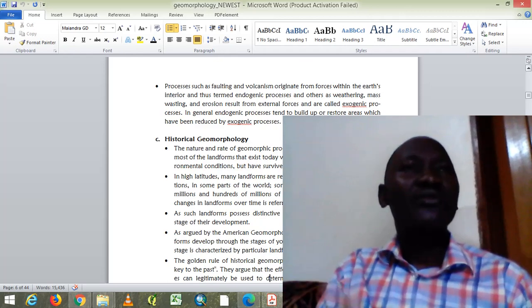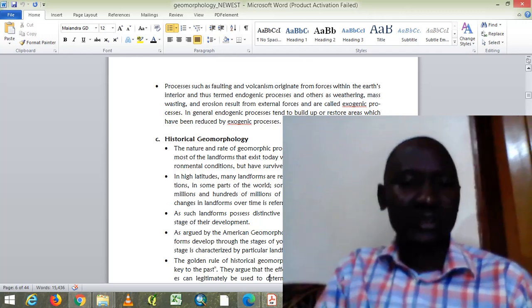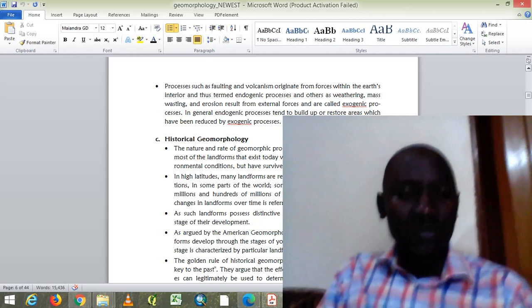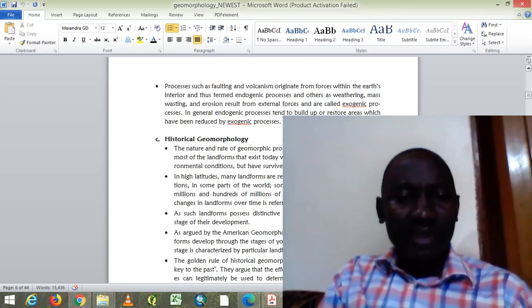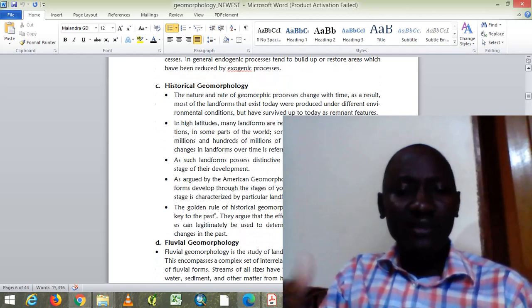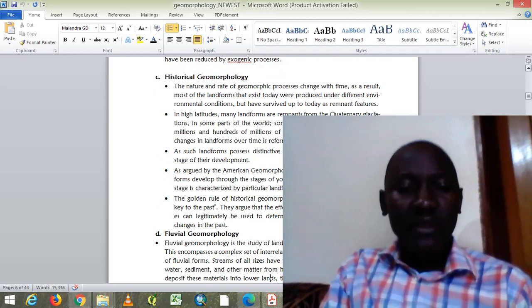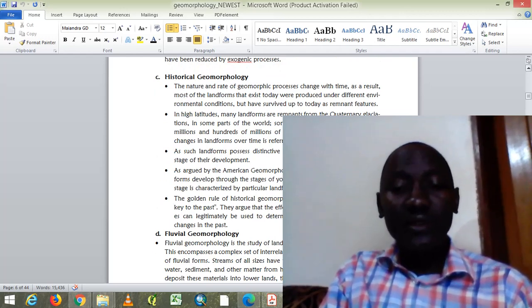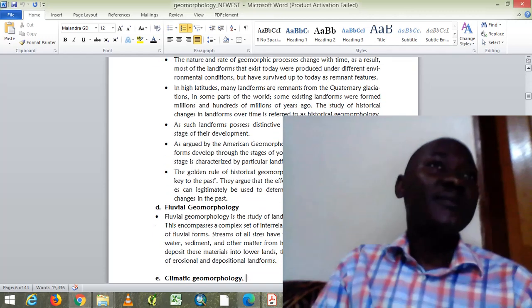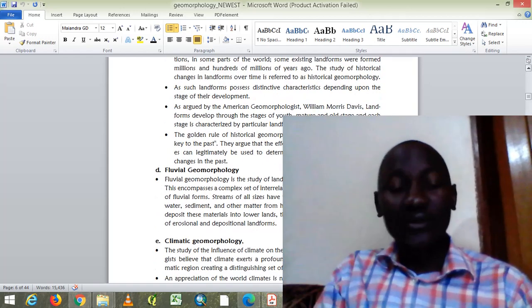You come across places like, when we talk about a peneplain in northern Uganda, according to Davis, that means that area is in its old stage, the final stage of landform formation. As argued by the American geomorphologists, for example, landforms develop in stages, since we have youth, mature, and the old stage. However, the golden rule of historical geomorphology is that the present is the key to the past. You look at something today and you're able to tell how it was several years ago.